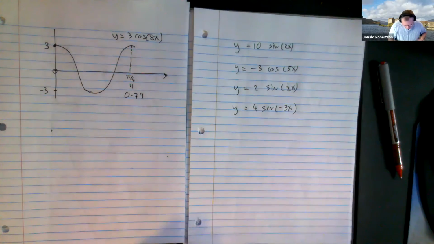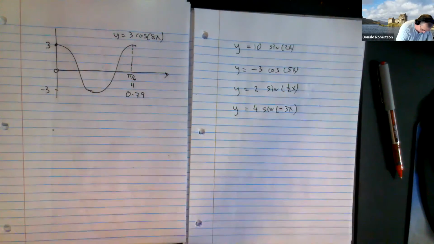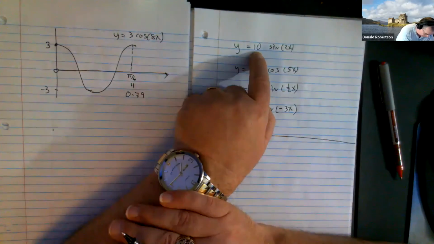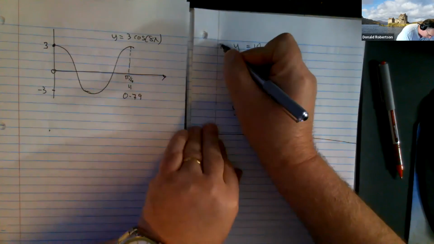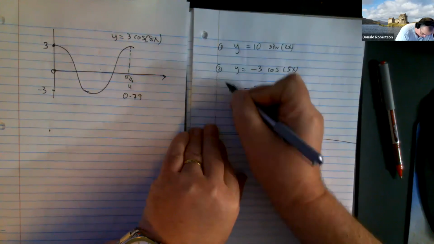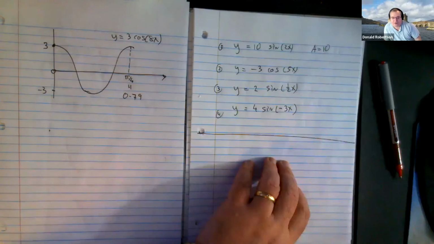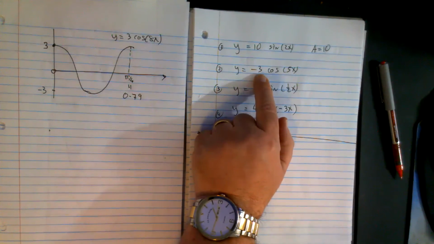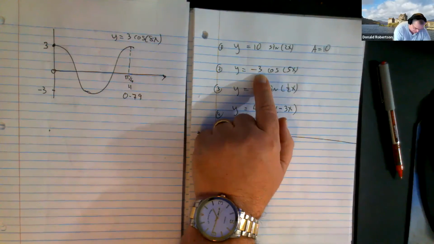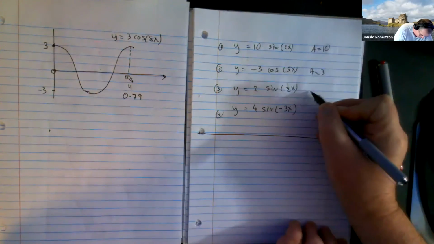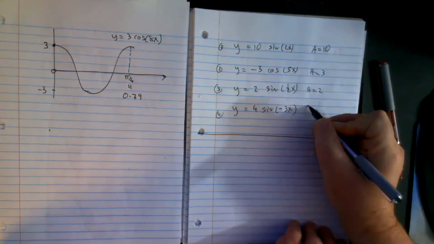And I'll do some in degrees and some radians. So here we go. What is the amplitude of this first one? I'll call them 1, 2, 3, 4. 10. Right. What's the amplitude of this one? 3. Yeah. Don't care, it says -3. Amplitude is 3. And for completeness' sake, this is 2 and this is 4.